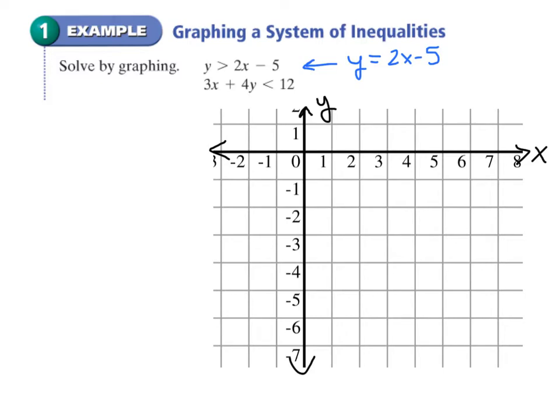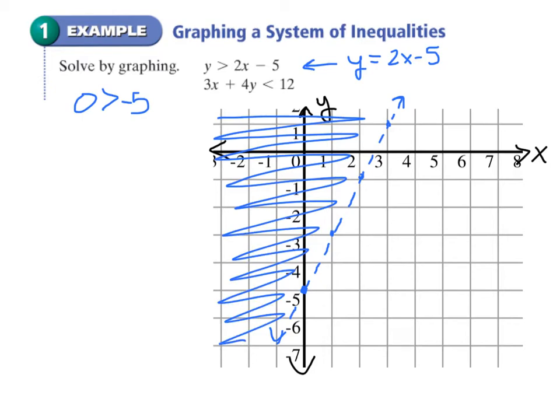So I'm going to start at -5, then go up 2 over 1, up 2 over 1, up 2 over 1. Since it's greater than, not equal to, we have a dotted line. And since it's solved for y and it says greater than, I could shade above. Personally, I always pick 0, 0 if it's not on the line. If I did pick 0, 0, I would get 0 is greater than -5, which is true. So the 0, 0 side is what's true.